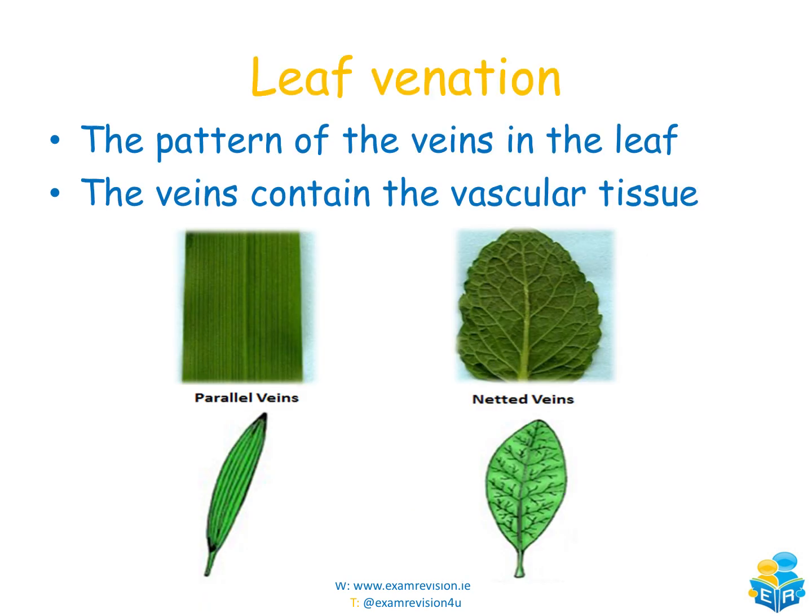So these can have different patterns of veins then, and it's these veins that contain the vascular tissue, which is the xylem and the phloem, which we've mentioned a couple of times already. So the two types we can have are parallel veins, so it looks like we're forming parallel lines down here, or they can be more netted.